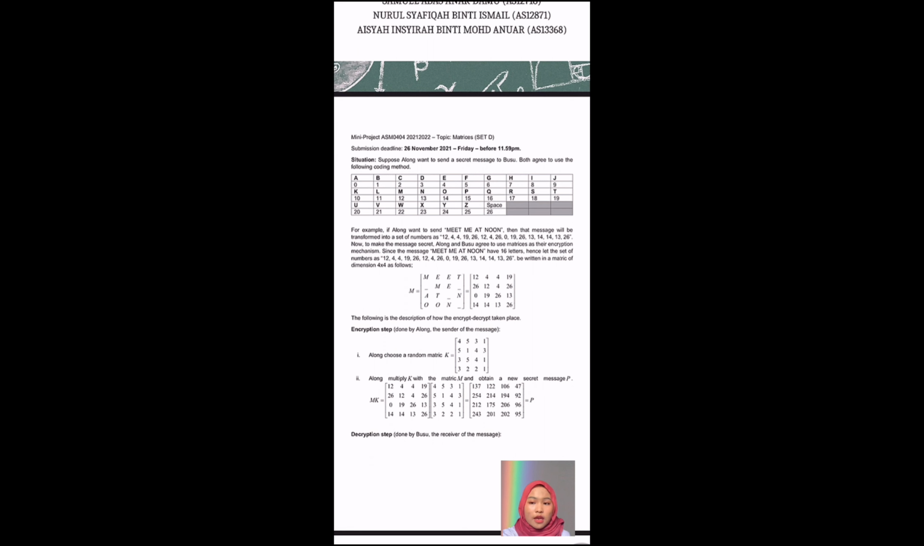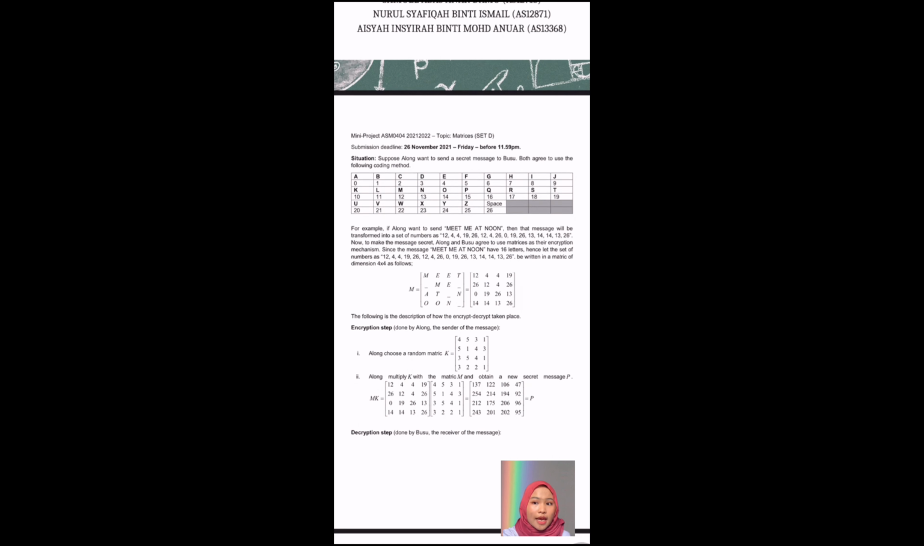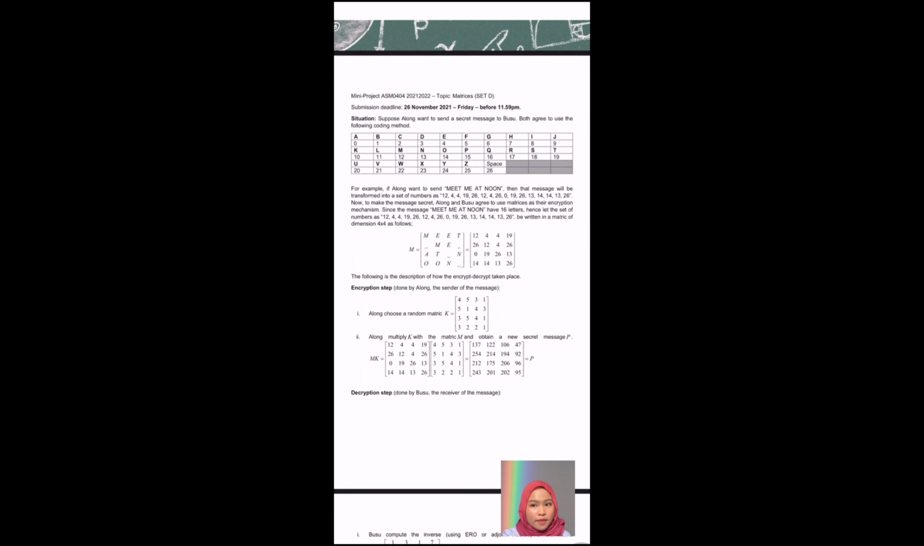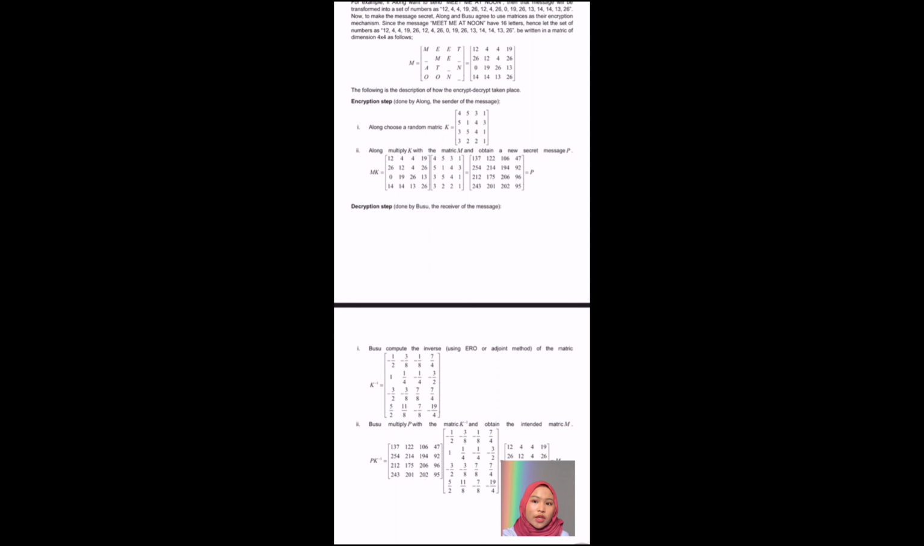Situation: suppose Alon wants to send a secret message to Busu. Both agree to use the following coding method. For example, if Alon wants to send "meet me at the noon", the message will be transformed into a set of numbers as 12, 4, 4, 19, 26, 12, 4, 26, 0, 19, 26, 13, 14, 14, 13, 26. Now to make the message secret, Alon and Busu agreed to use matrices as the encryption mechanism. Since the message "meet at the noon" has 16 letters, the set of numbers will be written as a matrix.